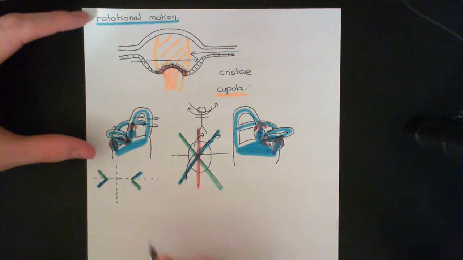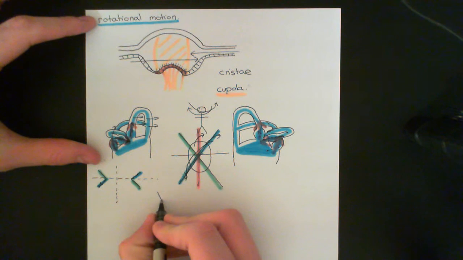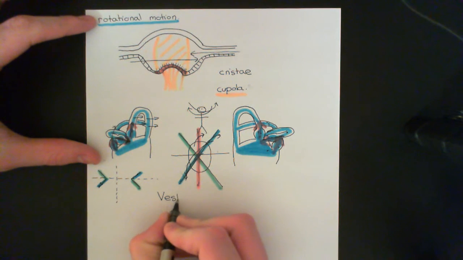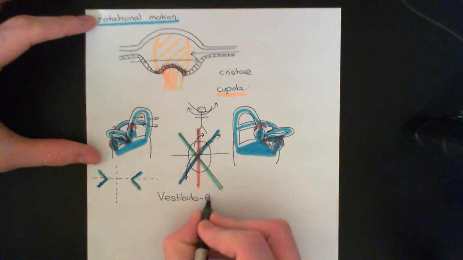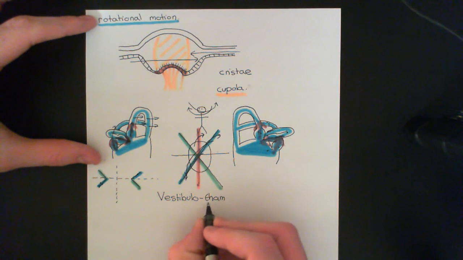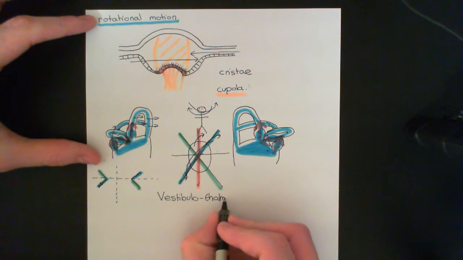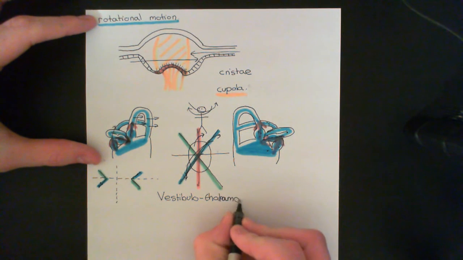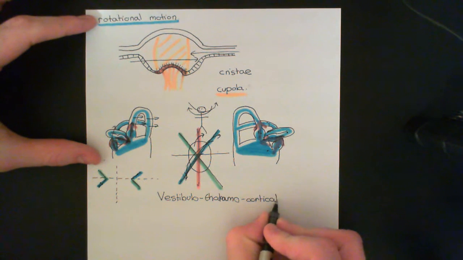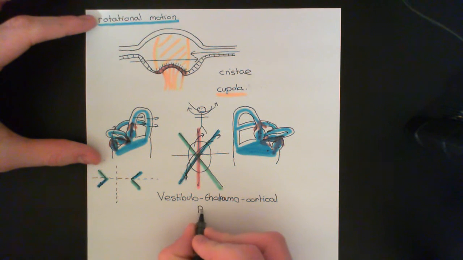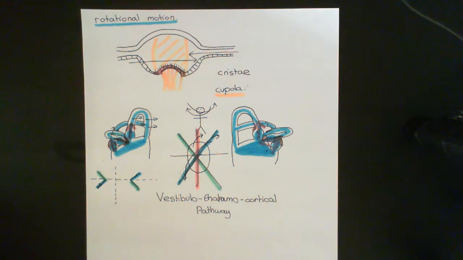vestibulo-thalamo-cortical pathway. So I might actually just put that as a little title here. Thalamo and then cortical. I apologise for the spelling lapse there. So the vestibulo-thalamo-cortical pathway. So we're going to go up to the cortex via the thalamus.